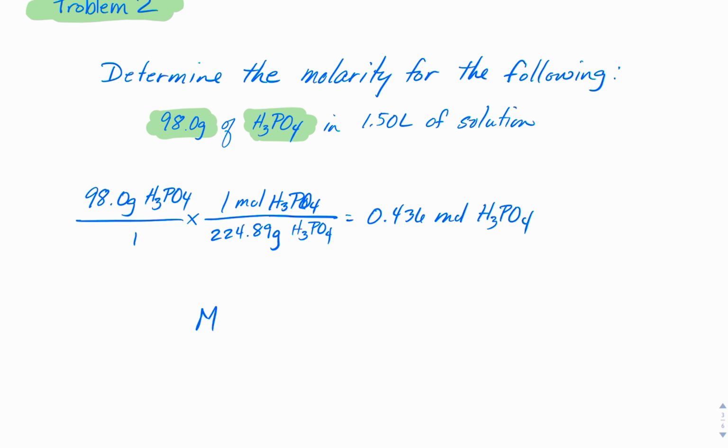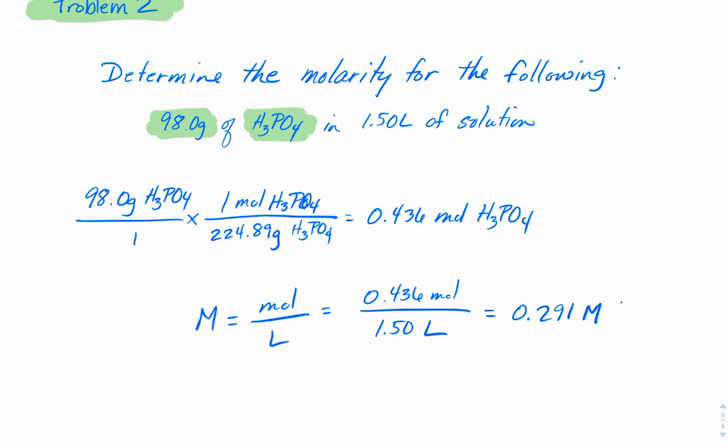So we write our formula of molarity equals moles over liters of solution, and we just plug in our moles of 0.436 divided by our liters of 1.50 liters, and that ends up being, in 3 sig figs, 0.291 molar phosphoric acid.